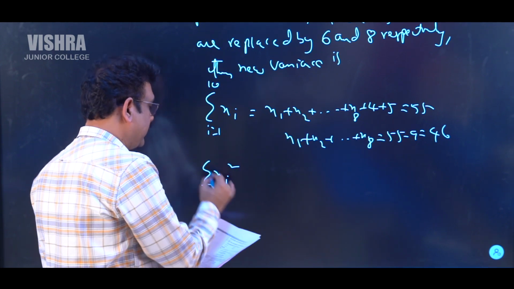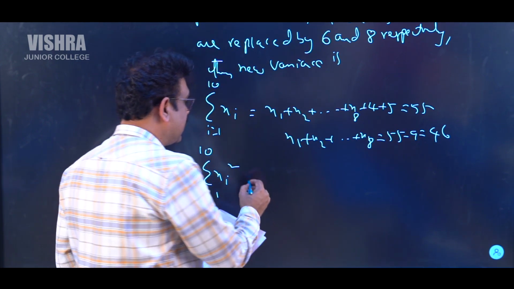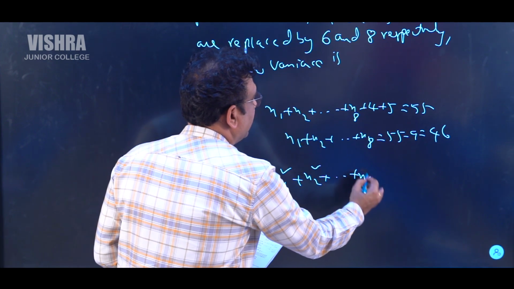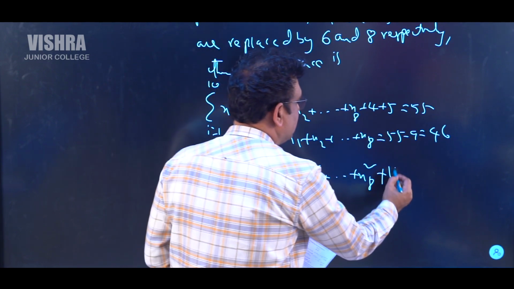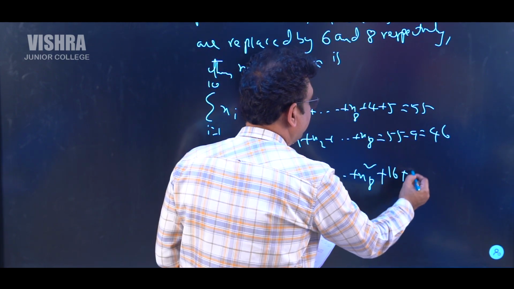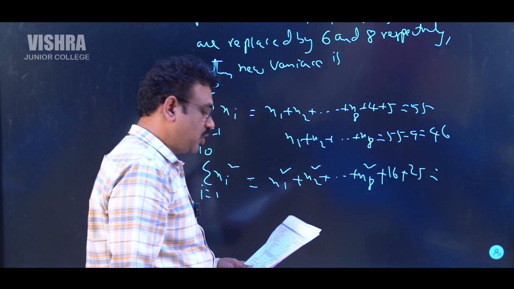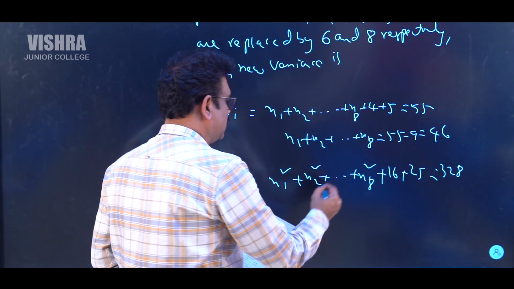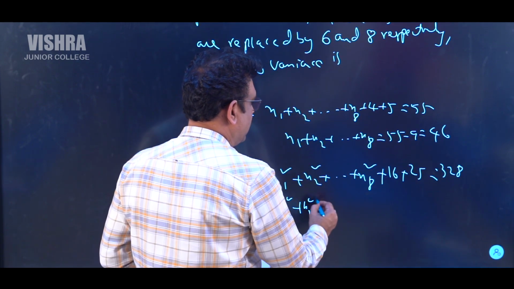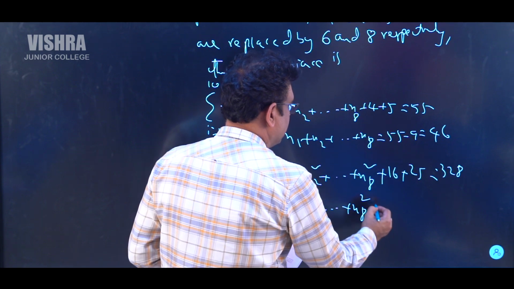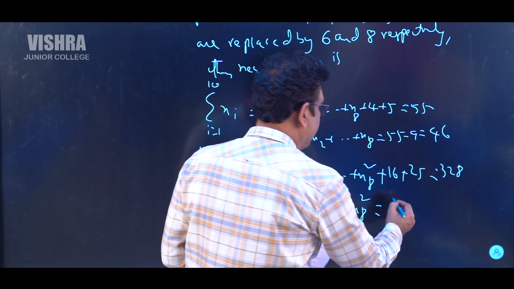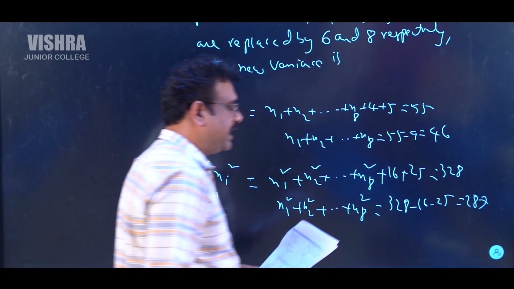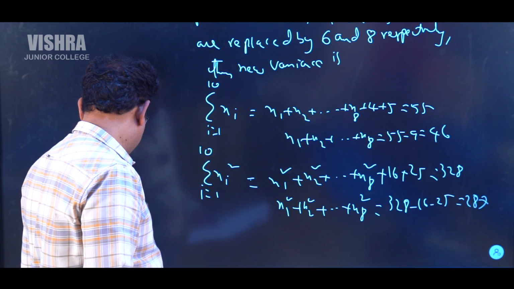i equal to 1 to 10, is equal to x1 square plus x2 square plus up to x8 square plus 16 plus 25. What is the value? 328. So x1 square plus x2 square plus up to x8 square is equal to 328 minus 16 minus 25, which is equal to 287.